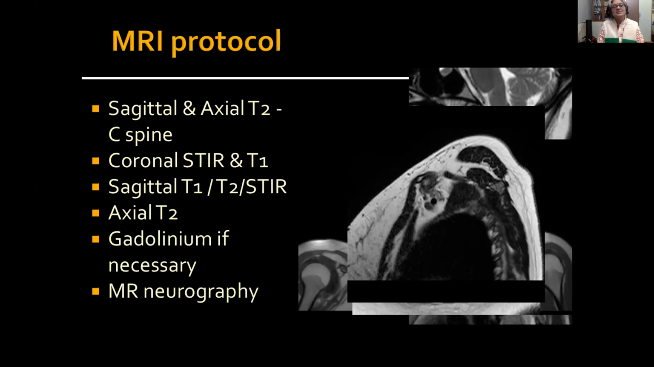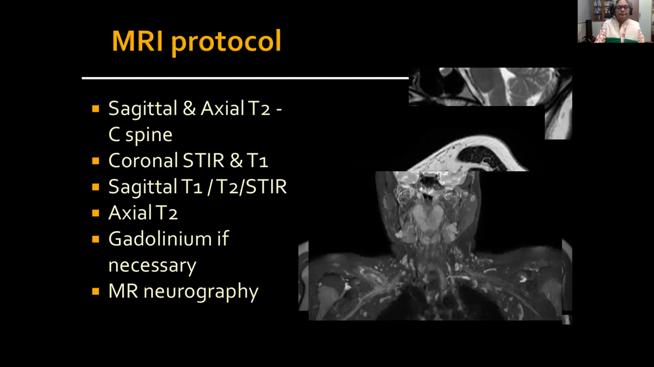MR neurography is an added sequence. If you have it, good, you can do it. But if you do not have it, do not worry. You can still evaluate the brachial plexus well. So these are the MR neurography images that you get.